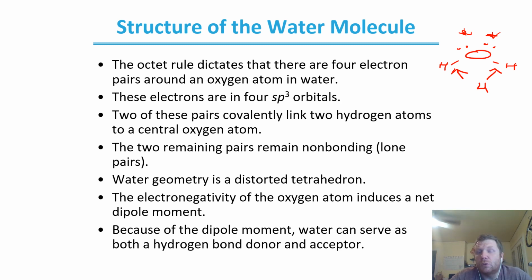Water geometry is the distorted tetrahedron, also known as a bent molecule. Because remember, those 2 lone pairs of electrons occupy a ton of space compared to those covalent bonds between the oxygen and the hydrogen. The electronegativity of the oxygen atom induces a net dipole moment. So you have a partial negative up here and a partial positive down here. I'm drawing over everything here, and we're going to see better displays of it in just a moment. We've got it basically looking like that. Water can serve as a hydrogen bond donor or acceptor because of this dipole.